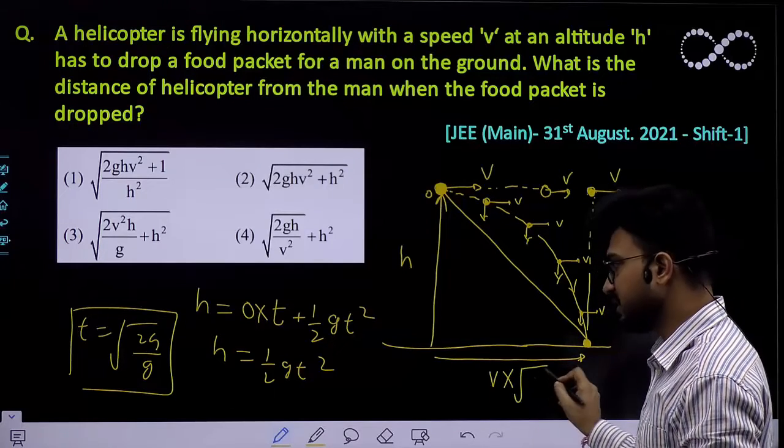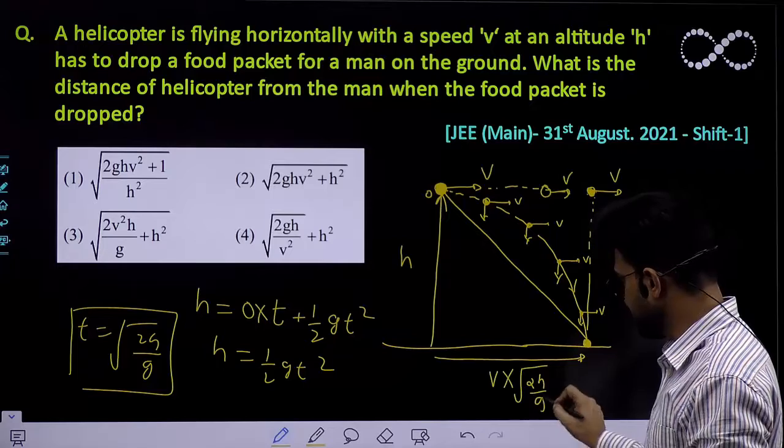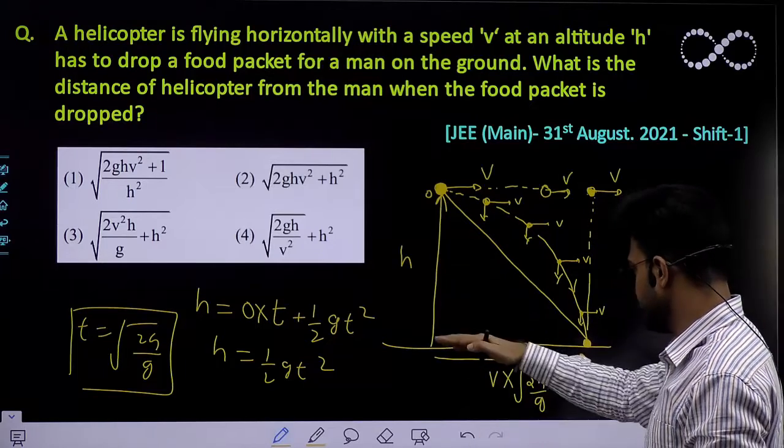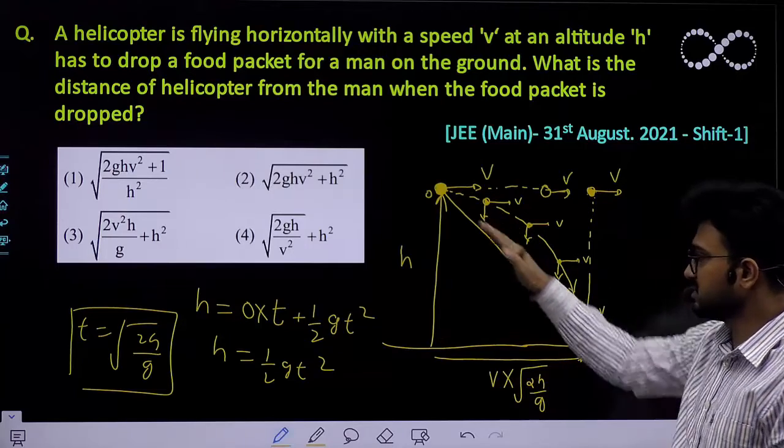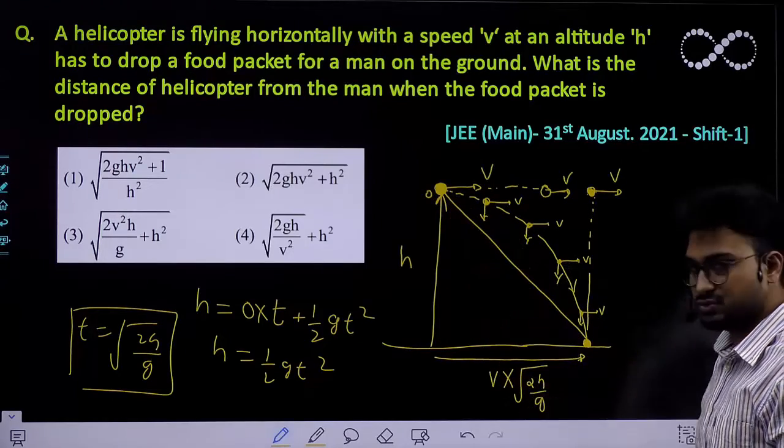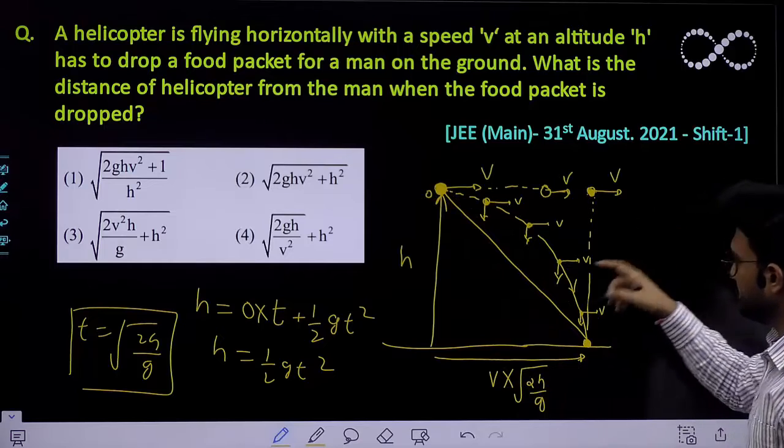So the distance moved in the horizontal direction is equal to speed into time. What is the time over here? The time is root of 2h by g. This vertical distance was h and this horizontal distance is v into root 2h by g. So what would be the distance we need? It is the hypotenuse of this triangle.